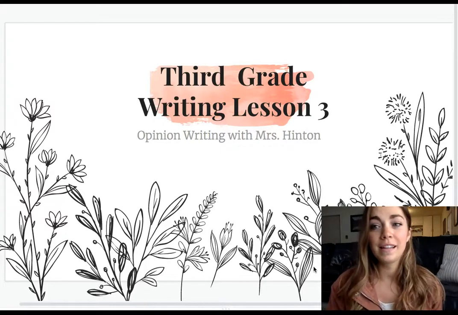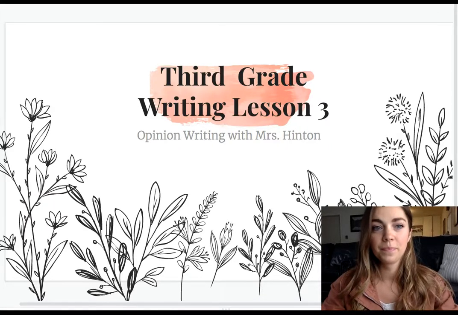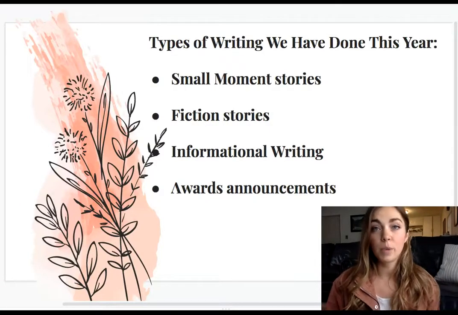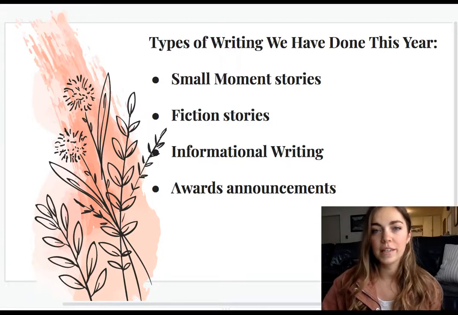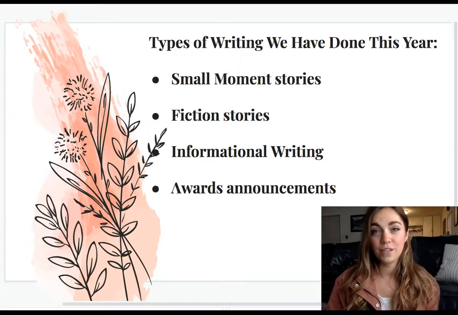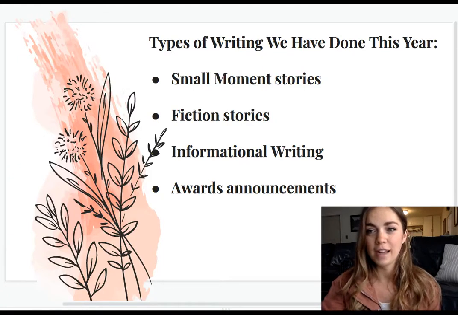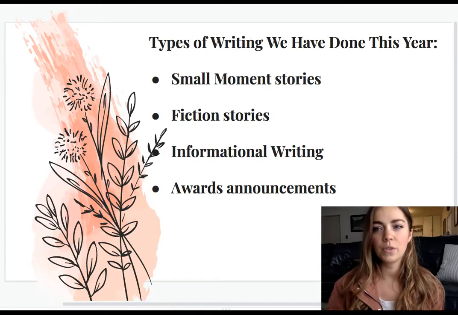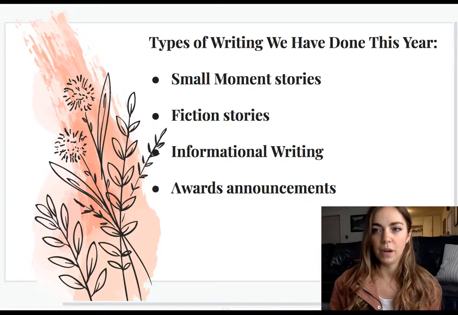Students, we've got a lot in today's writing workshop, but before we get into that, I want us to think back to all the different kinds of writing we've done this year. So we've done small moment stories, we've done fiction stories, we've done informational writing, and you just finished writing some award announcements for Dragons. So I want us to think, and here's a question. Can you think of what a good writer does in each of these different types of writing? What makes a true story or a small moment story so good? What does an author need to add in their informational writing to make it an amazing piece of writing? Think about that for a minute.